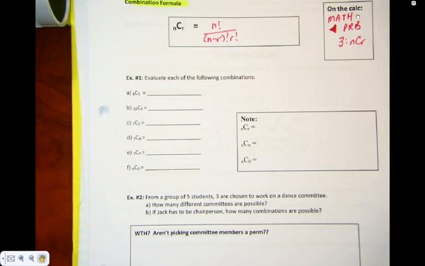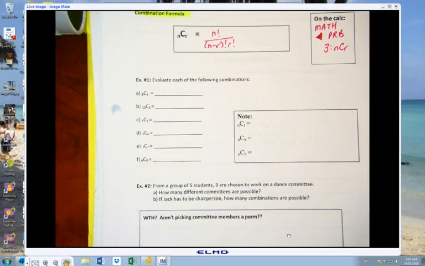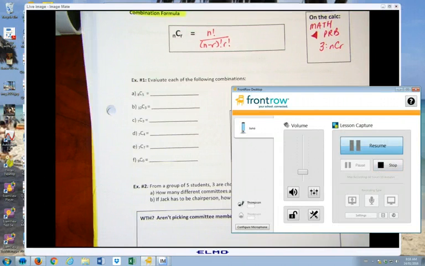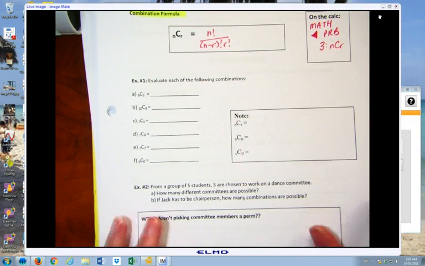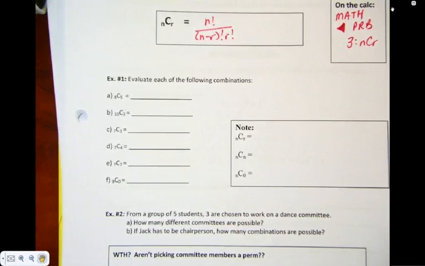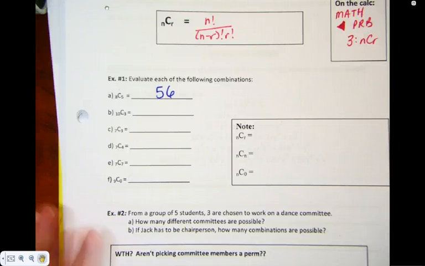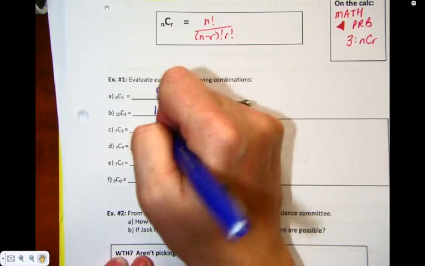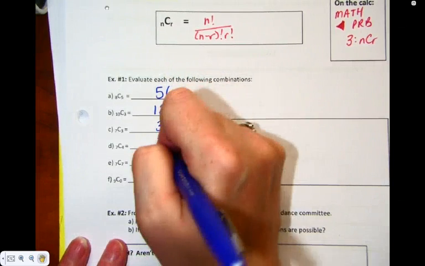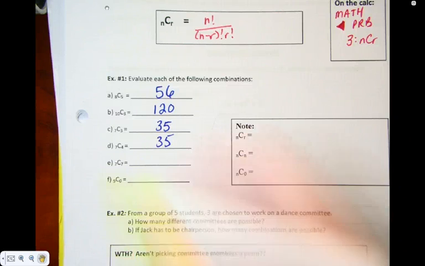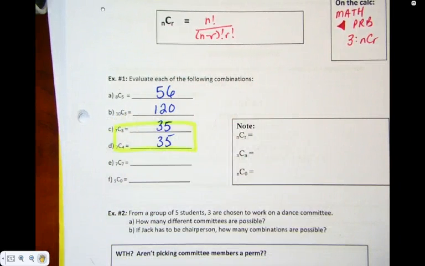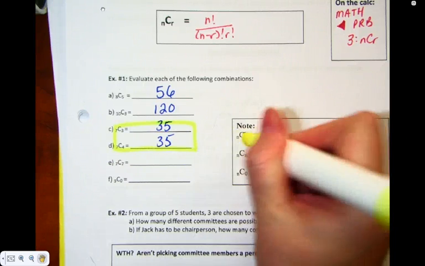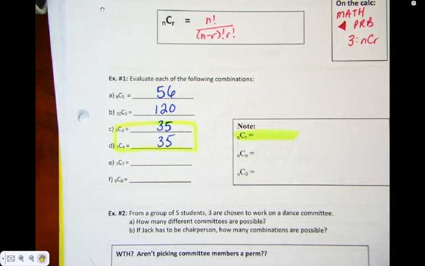On your calc, yep. 8 choose 5. 56. 10 choose 3. 20. 7 choose 3. 35. 7 choose 4. 35. Let's just pause there for a second. Make a note of these two being the exact same value. Not coincidence. Which is going to lead us to our first rule that says n choose r is equal to something. So what's the pattern between these?